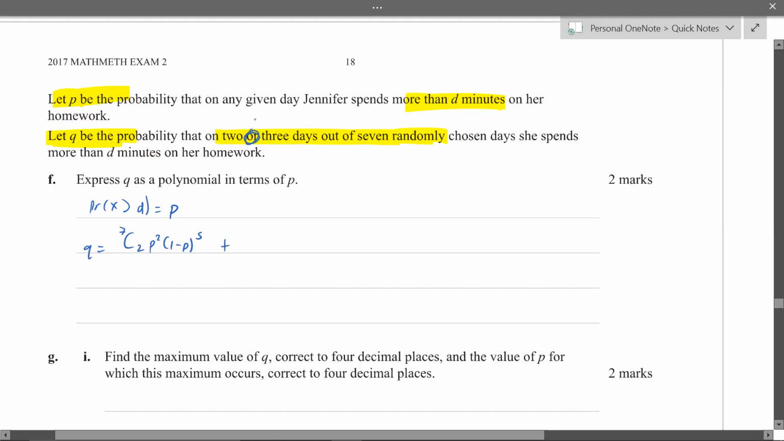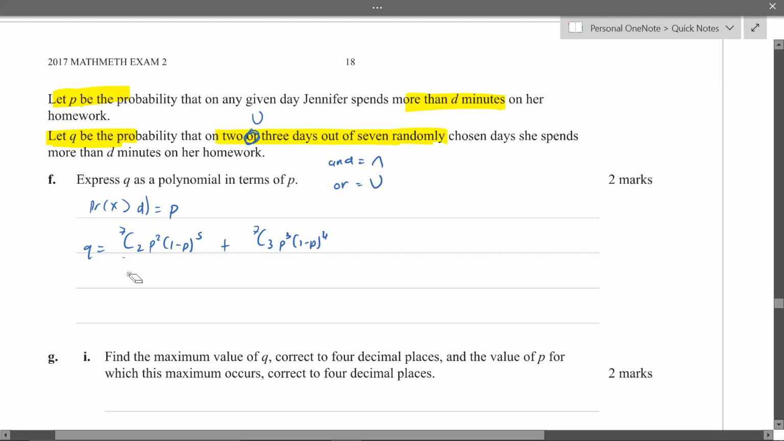or is union, not intersection. And is intersection, but or is union. So if it's union, we can just add them: 7 choose 3, p cubed, 1 minus p to the 4. You could just put that into your CAS.